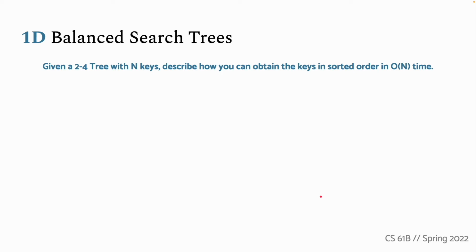Okay, this is more of a conceptual question. Given a 2-4 tree with n keys, how can you obtain the keys in sorted order in O of n time? I'll give you a chance to think about it. Okay, let's go over it.